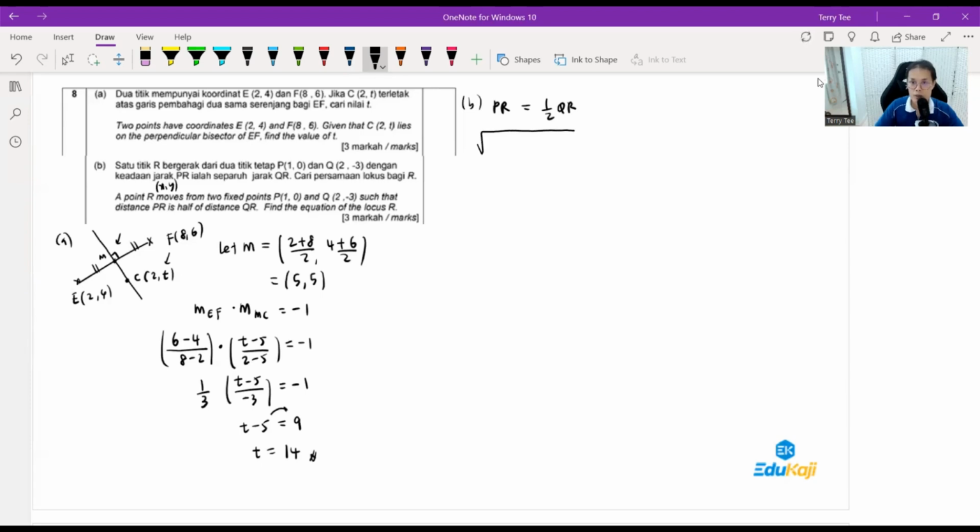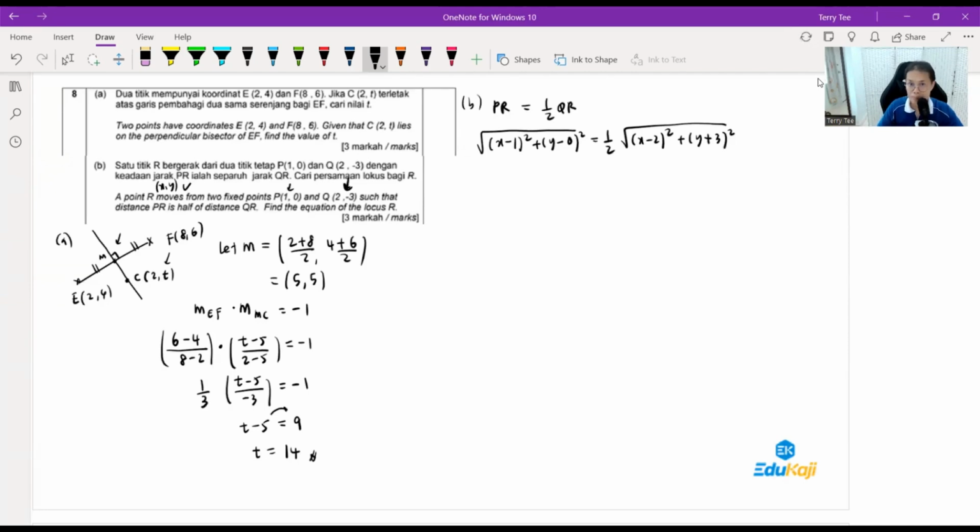So let's use the formula for distance. For PR, I'll take x minus P, P is (1, 0). Can you see P is (1, 0) here? So we use x2 minus x1, your x2 is x, y, right? And y2 minus y1, 0. This is half. For QR, I will use x minus 2 squared, so your Q here is (2, -3), plus y minus minus 3, so it's a plus 3.